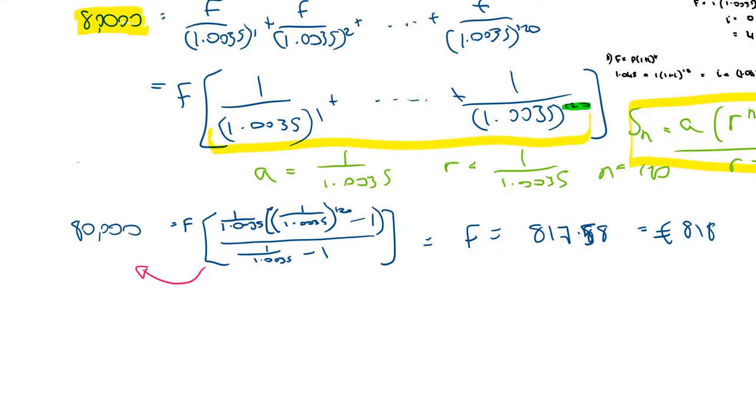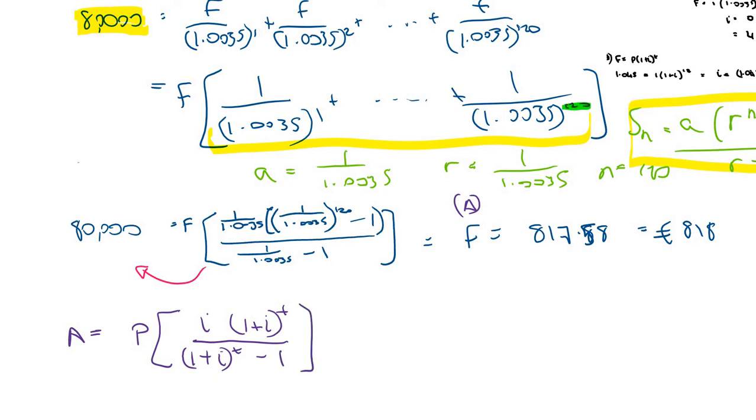So just to restate, that is going to be our repayment amount. I'm just going to call the repayment amount A. It's the same as here. I called it F, but I could have called it A. That's going to be equal to the present value, which is our 80,000, times the interest rate times 1 plus the interest rate to the power of t, all over 1 plus the interest rate to the power of t minus 1.